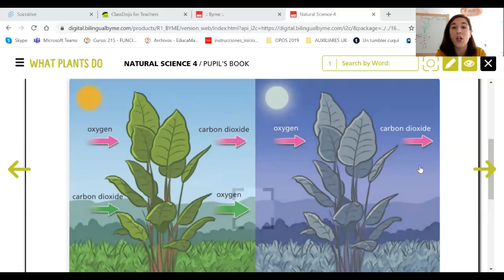Do you see here in your book that during the day, it does the respiration. During the night, it does the respiration. But during the day, it does photosynthesis, and during the night, it doesn't. That is important. I'm going to explain to you why.